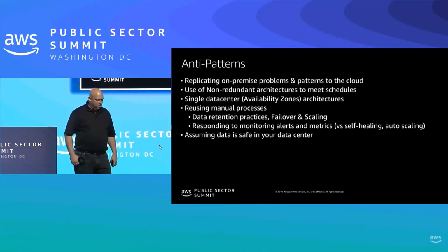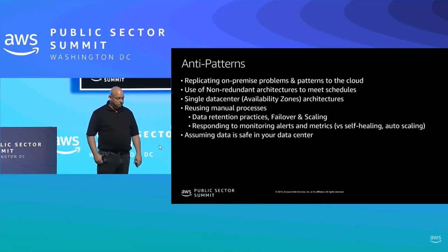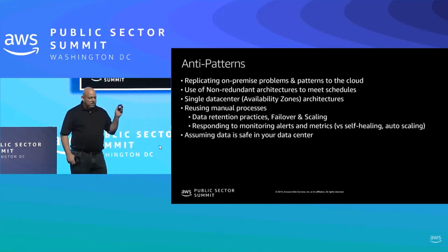So we've got a few here. Replicating on-premise ones, the use of non-redundant architectures, single data center. Sometimes people end up with what looks like an on-prem data center in the cloud. I would call that an anti-pattern. Reusing manual processes. Now this last one: assuming data is safe in your data center.